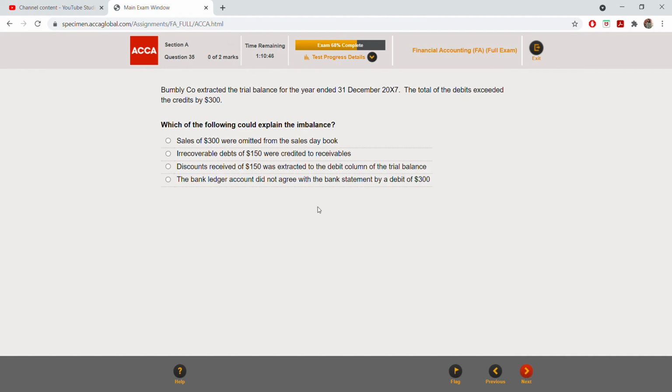Next. What is next? And this is the last question for section A. Bumply extracted the trial balance for the year ended and the total of the debit exceeds the credit by 500. Which of the following could explain the imbalance?